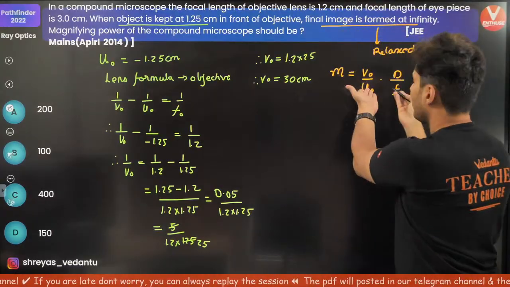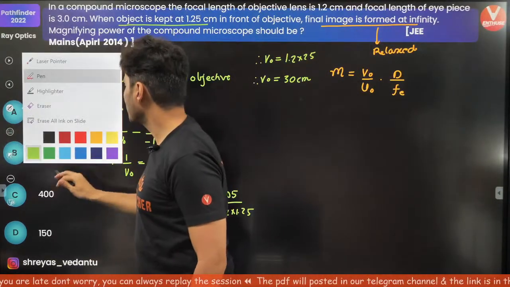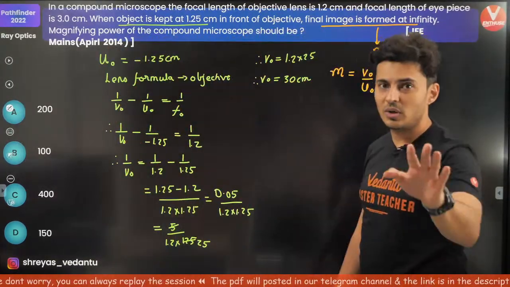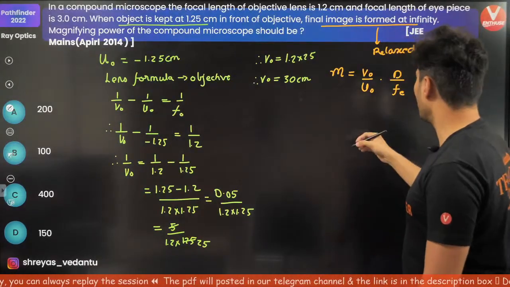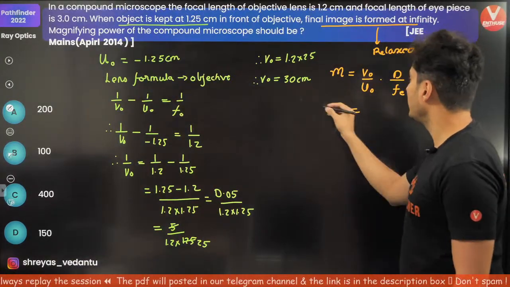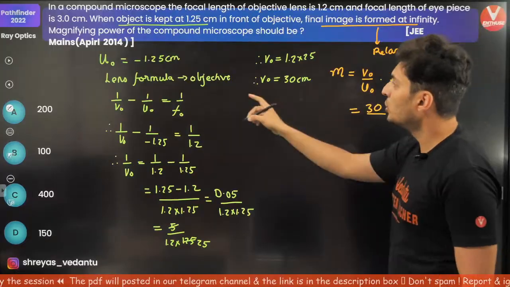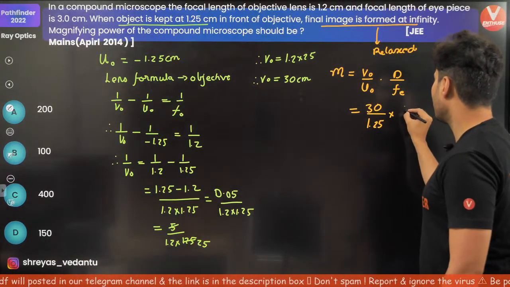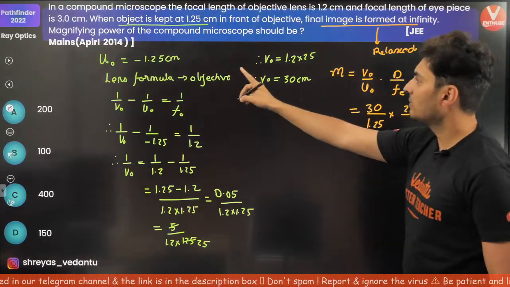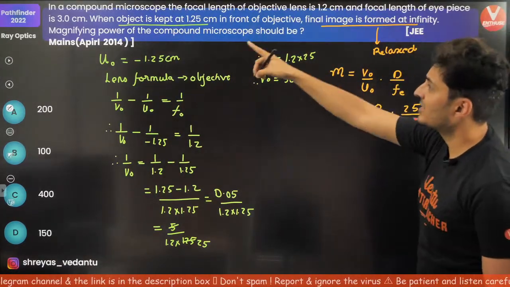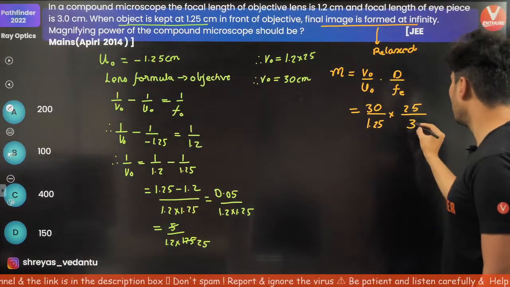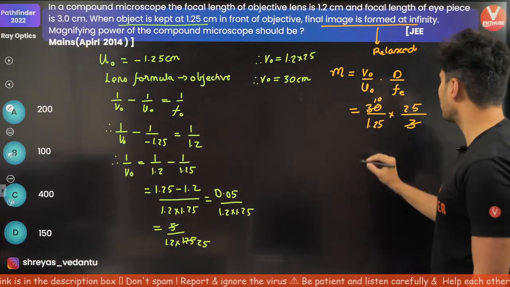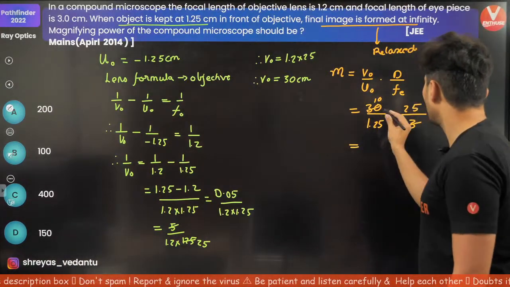So I think I found out everything over here. It's just a matter of substitution. That's how simple this question was when it was asked in mains in 2014. So VO is nothing but 30. UO is nothing but 1.25. D is nothing but 25. The focal length of the eyepiece is 3. So put 3 over here. 3 goes with 30 10 times.